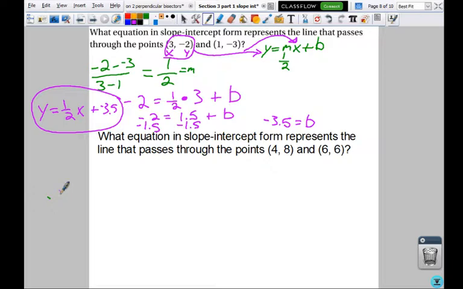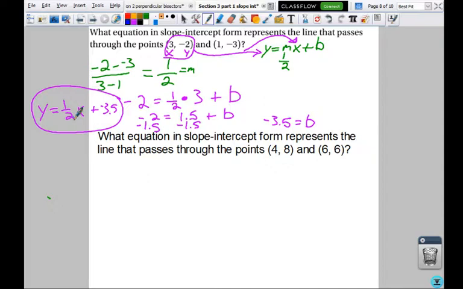All right. Do you guys want to practice one more of these, or you want to just do it in class? Practice one more? Okay. But I'm going to have you guys help me out. Okay, so let's do this bottom one. We're going to find an equation that goes through 4, 8, and 6, 6.